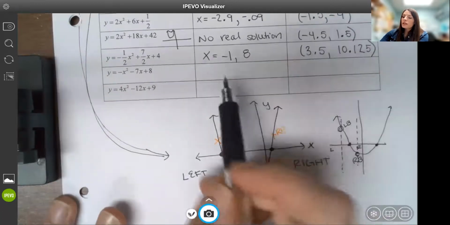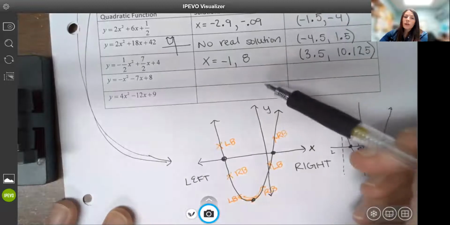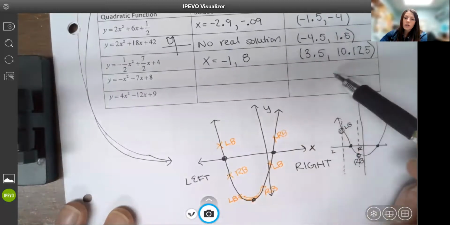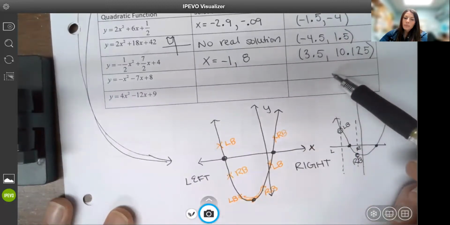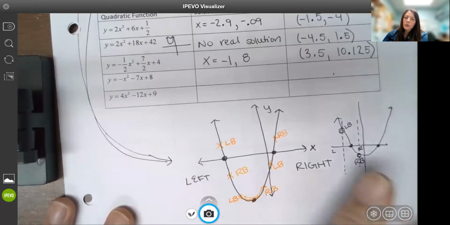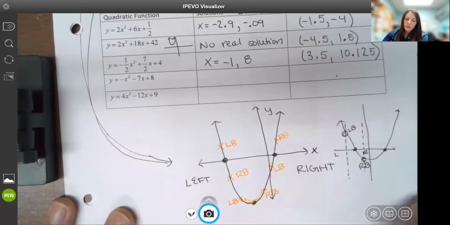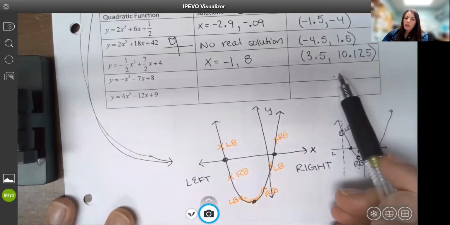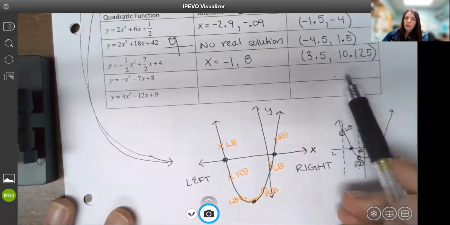So I'd like you to pause this, use the directions up above, and see if you can get your zeros and your vertex points for the last two problems. This one is a little bit off the screen, the vertex. You may want to zoom out, or if you set your Y max up to like 22, you'll be able to see your vertex point.